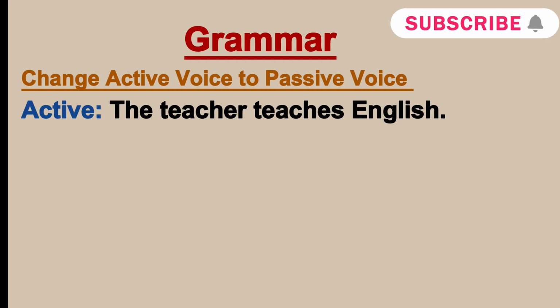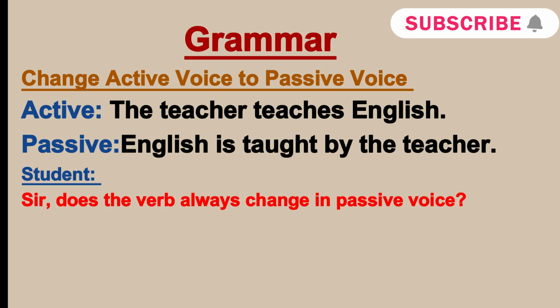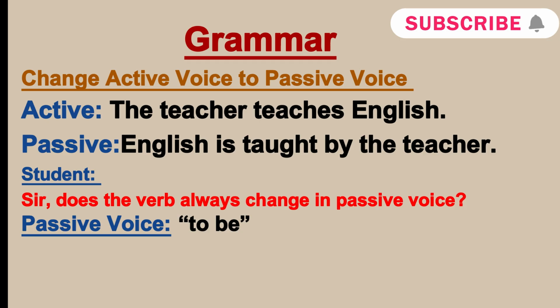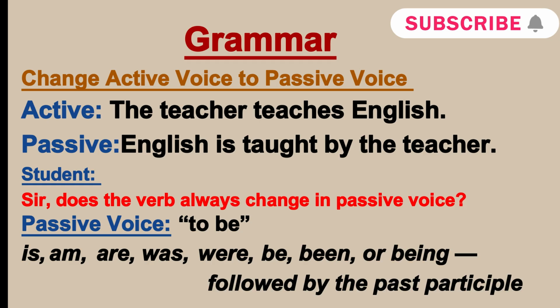Let's try another example. Active, the teacher teaches English. Passive, English is taught by the teacher. Sir, does the verb always change in passive voice? Yes. In passive voice, we always use a form of to be, like is, am, are, was, were, be, been, or being, followed by the past participle of the main verb. That's the golden rule for forming passive voice.